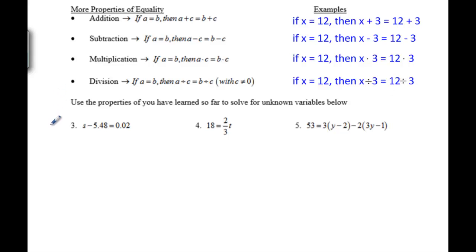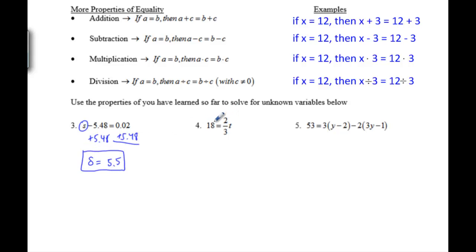Using the properties we have just learned, we're going to solve for unknown variables below. Remember the goal. Goal is to get the variable by itself. If we're subtracting, we're going to add the opposite across the equal sign. So 5.48. If we add that, we end up getting s is equal to 5.5.